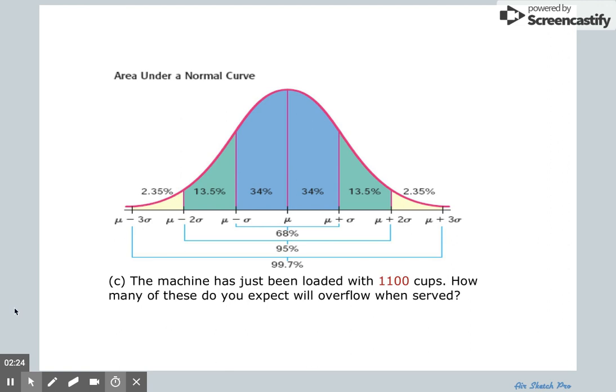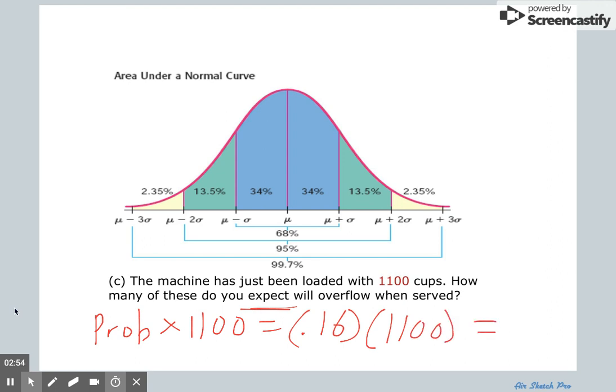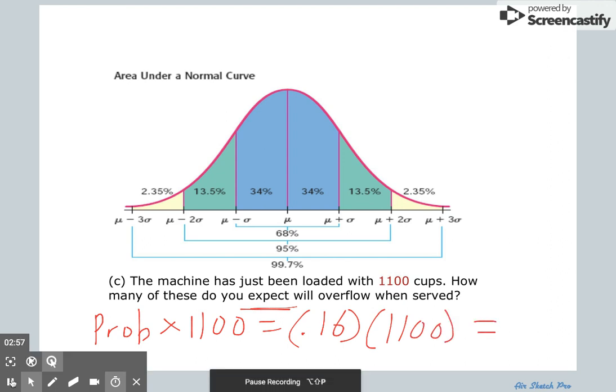The machine has just been loaded with 1,100 cups. How many of these do you expect will overflow when served? Well, expectation is what happens when we multiply probability times the number of possible cups. The probability of overflow we said was 0.16. I multiply that times 1,100, and I get 176. So of the 1,100 cups, we expect that 16% of them, or 176, will overflow.